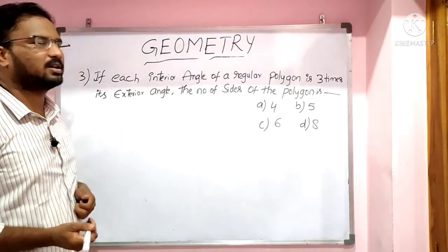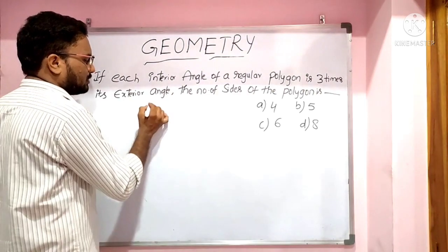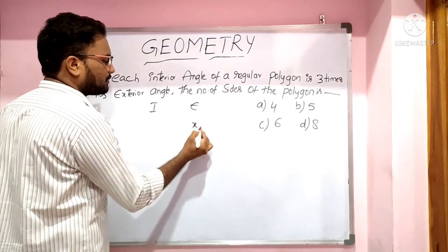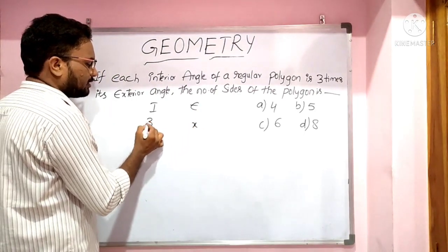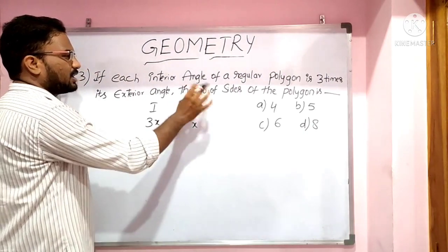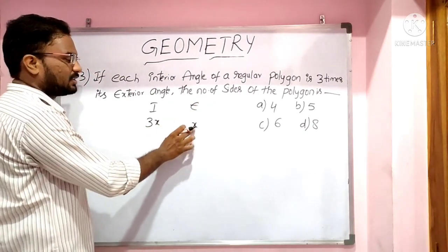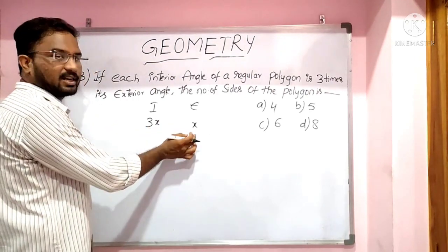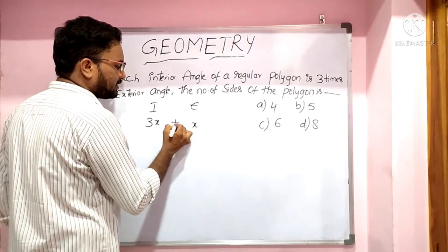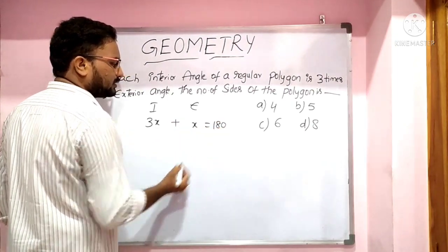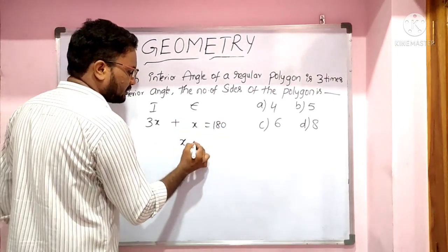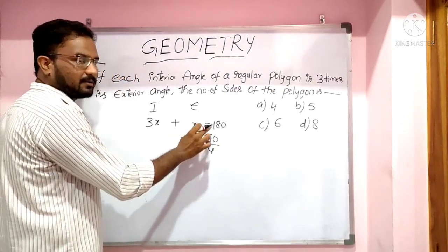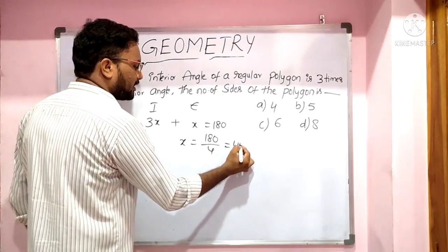So next problem, if each interior angle of a regular polygon is 3 times its exterior angle, find the number of sides of the polygon, okay. So let's say this is the interior and this is the exterior angle. If the exterior angle is x, then the interior angle will be 3x, okay. Each interior angle is 3 times its exterior angle. And we have the sum of the interior and exterior angles is 180 degrees. So 3x plus x equal to 180 degrees, okay. 3x plus x is 4x. So x is 180 by 4, that equals 45 degrees.